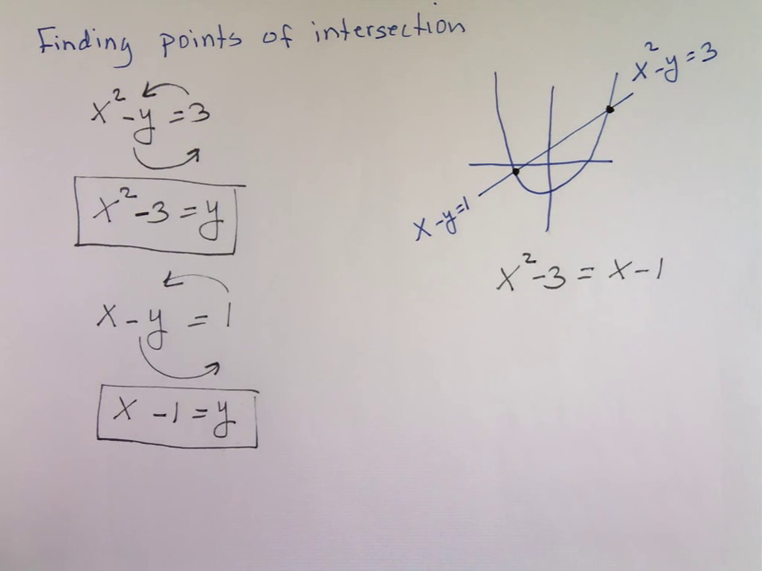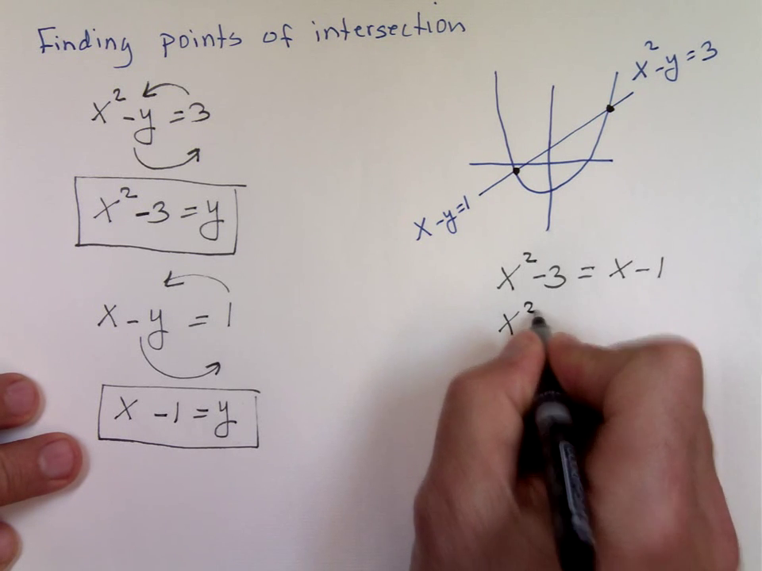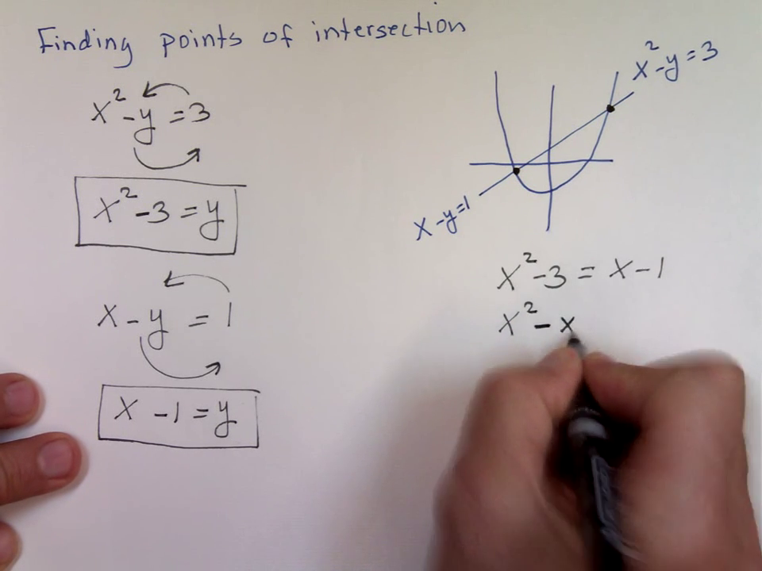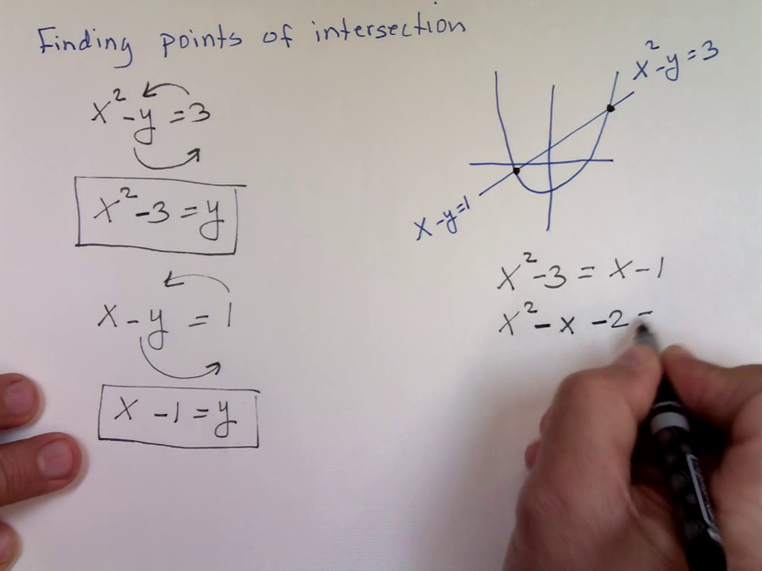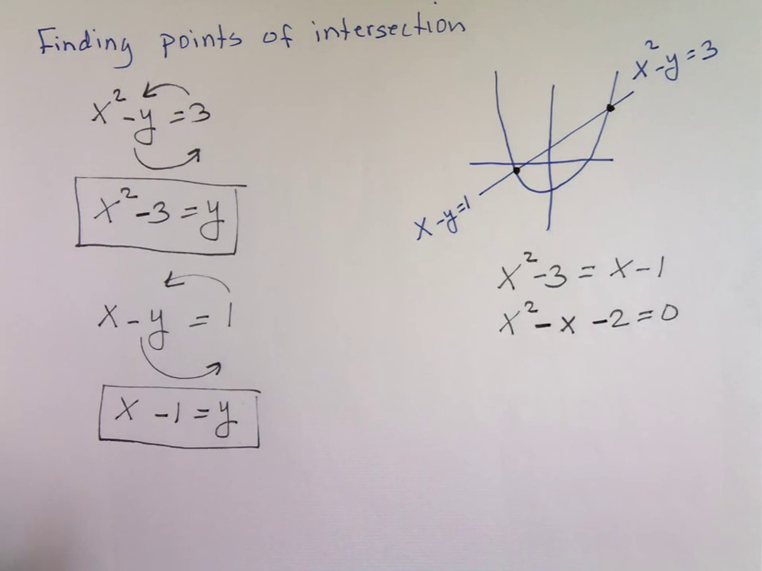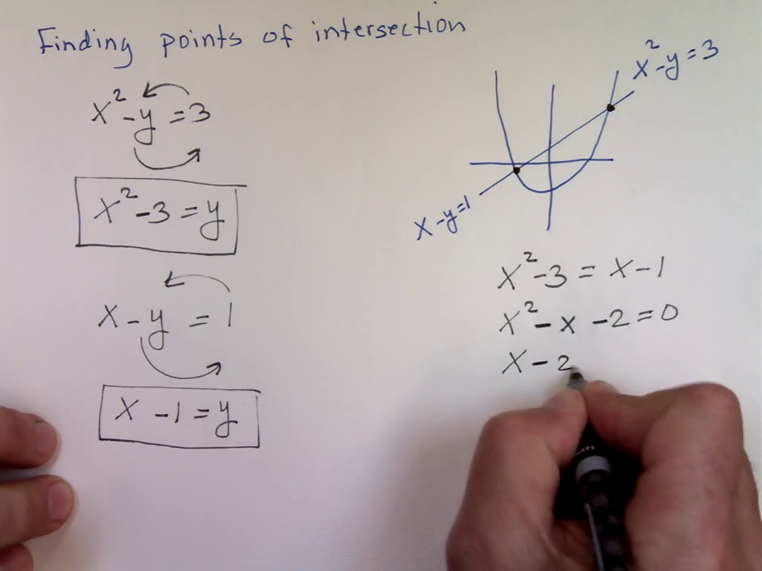And what we have now is a quadratic equation. Let's move everything to one side. When you bring the minus 1 to this side, it becomes a plus 1. That's a negative 2. I like factoring. I like solving a quadratic equation by factoring. Factor this one. X minus 2 times what? X plus 1.